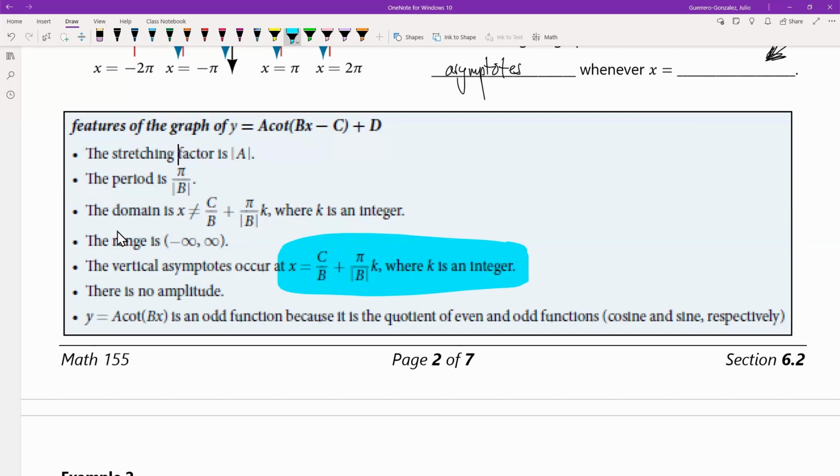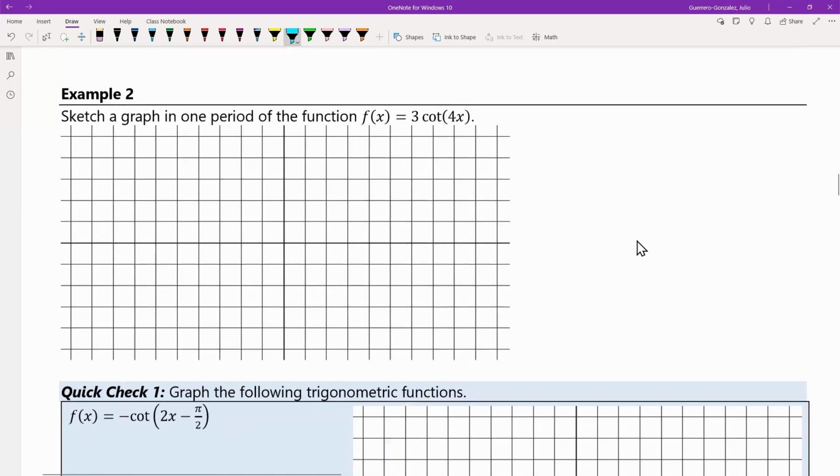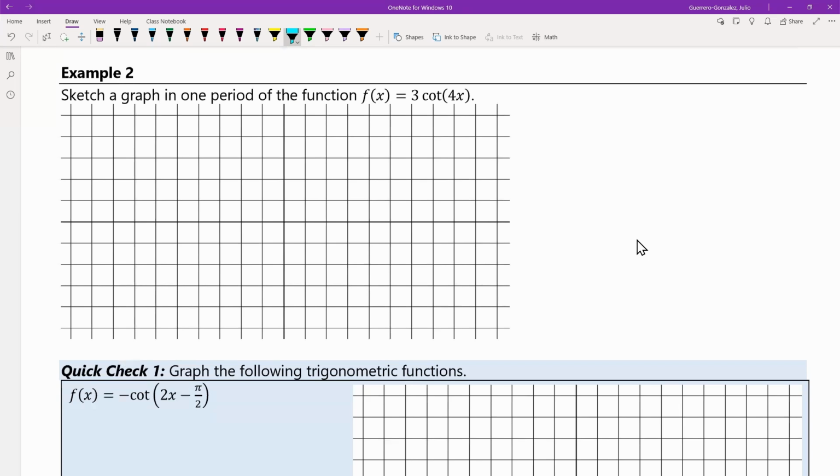Okay? So we are going to do the exact same thing that we did for tangent. We just get to memorize this equation right here and plug in k values. Okay, so let's move on to the example.